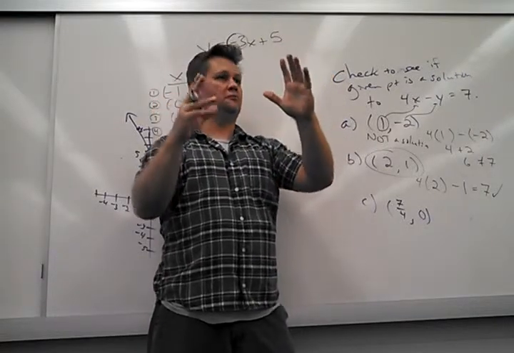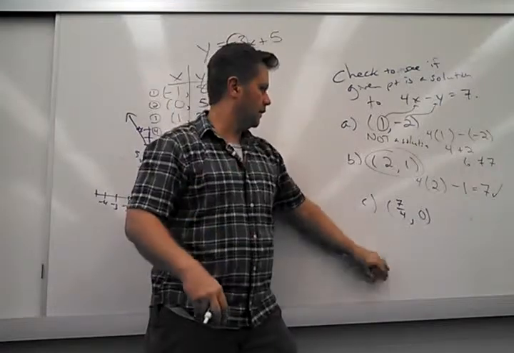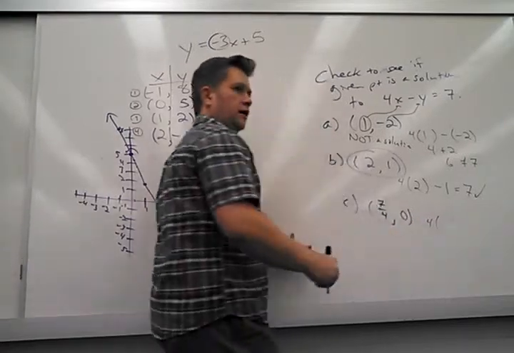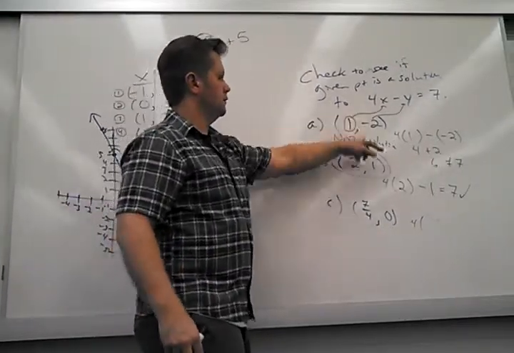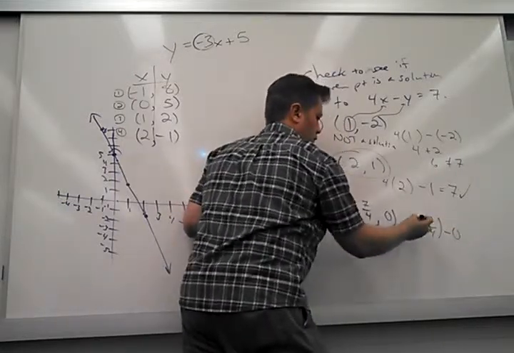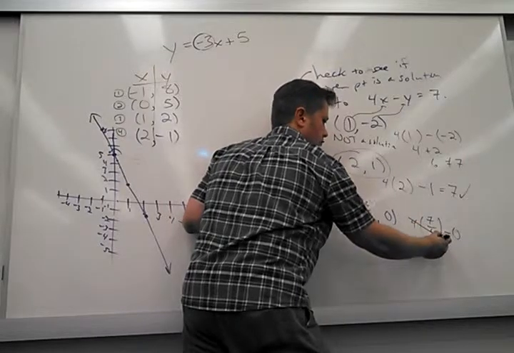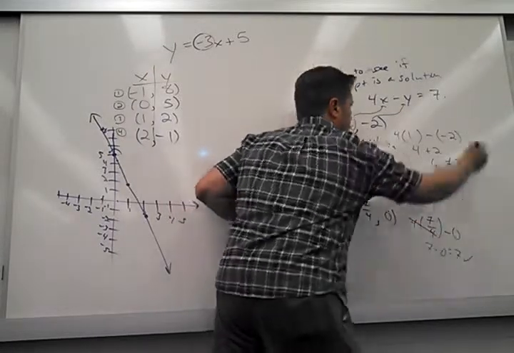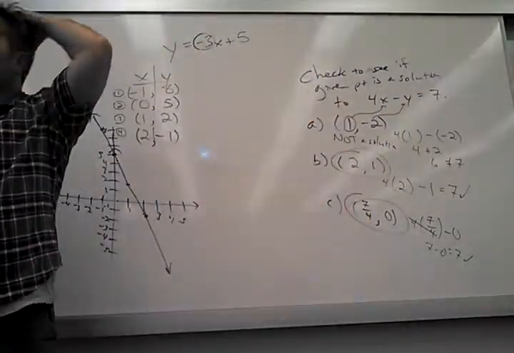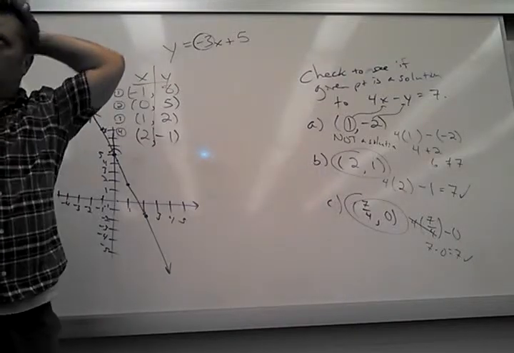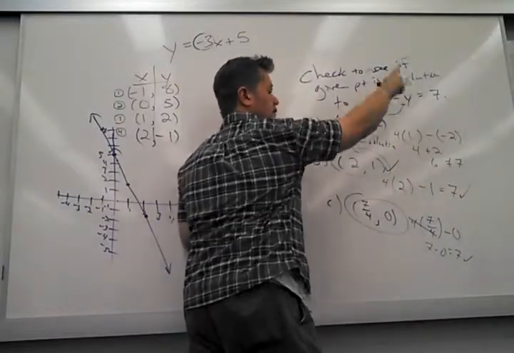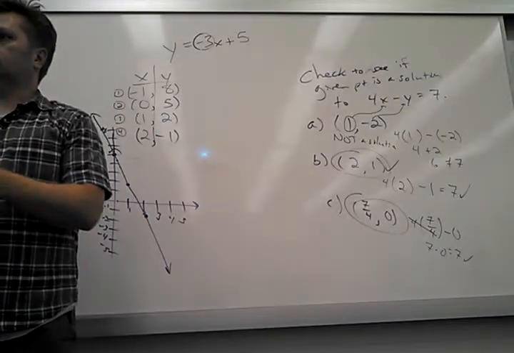You with me? And again, I keep saying the same thing over and over again. That's the way to get it. And finally, this one looks disgusting, but it becomes pretty easy once you plug it in. So 4 times 7/4 minus 0. Well, 4 times 7/4 is 7. Check. So this point would lie on that line. That point is a solution to that equation. What about the other one in the middle? Check, because it equals 7. When you plug it in, it makes it true. Therefore, it is a solution.